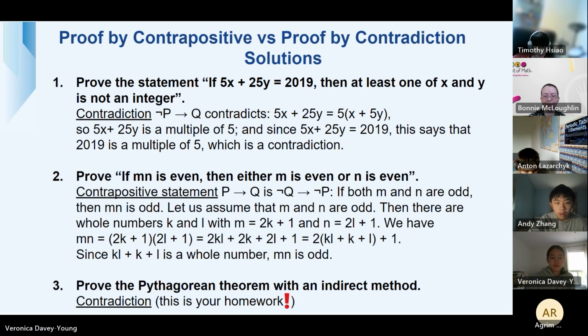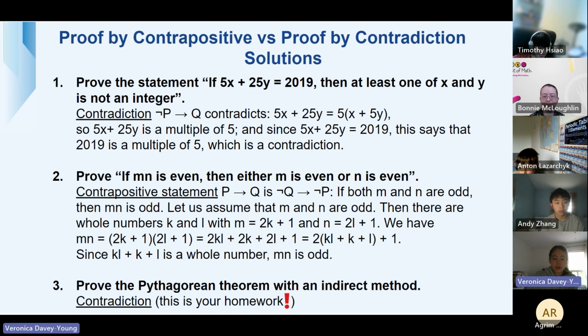The second one is we're proving if mn is even, then either m is even or n is even. So we would use contrapositive. Our contrapositive statement would be: p implies q is equivalent to not q implies not p. So if both m and n are odd, then mn is odd. Let us assume that m and n are odd.